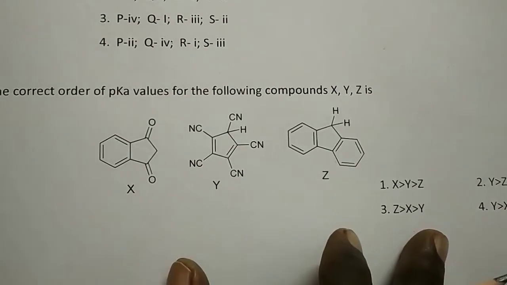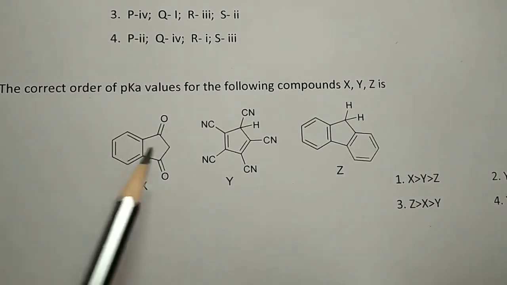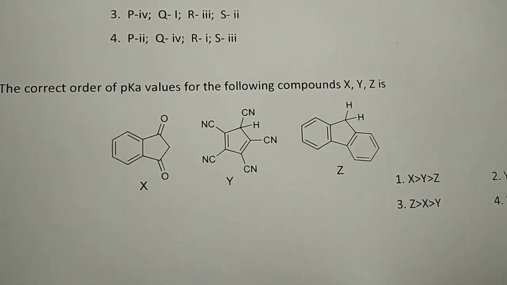Okay, let us see this one. Next question. This was also asked in the same year, I think. The correct order of pKa values for the following compounds X, Y, Z is.